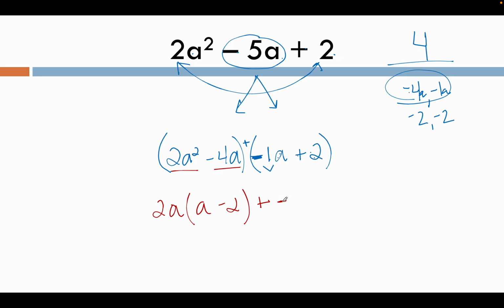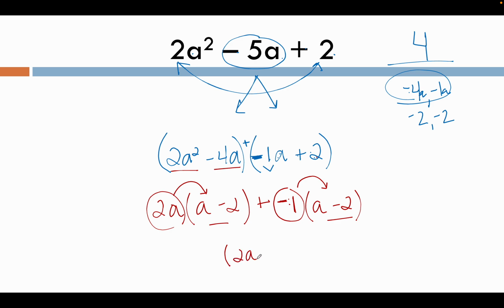So what I'm going to factor out here is a minus 1. And then if I divide negative 1a by negative 1, I get a positive a, and a positive 2 divided by a negative 1 gives me a minus 2. So those two now match, which is good. And then since we have 2a times this quantity and then plus negative 1 times the same quantity, instead of writing plus a negative 1, I can just write 2a minus 1 times a minus 2 is our final answer.